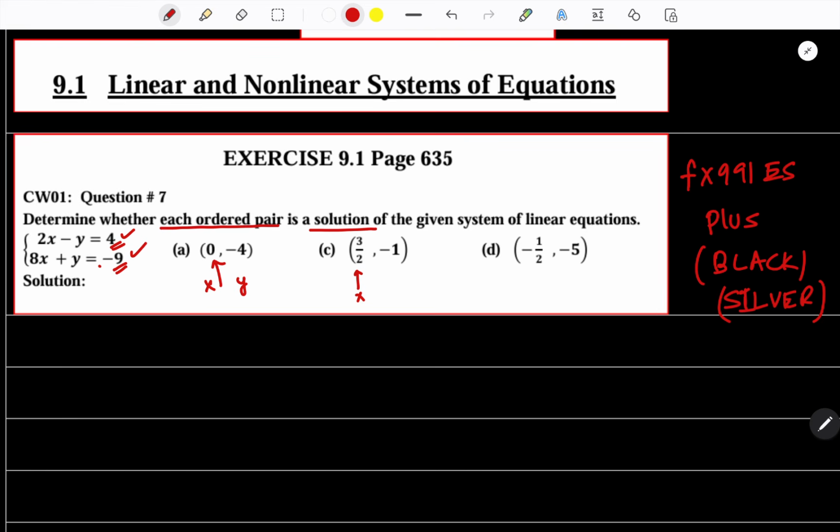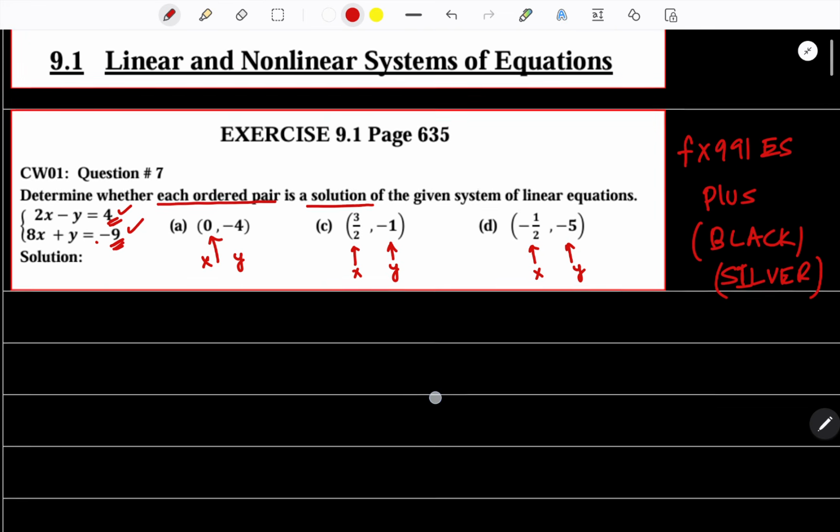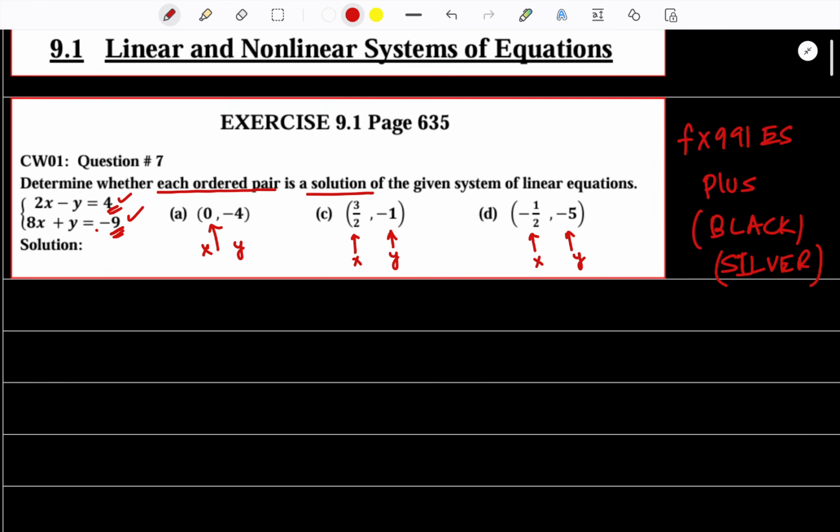Similarly, you put x is equal to 3 by 2 and y is equal to -1. You are going to put these in both the equations and check whether 4 is coming and -9 is coming or not. Then afterwards, you put x is equal to -12 and y is equal to -5. You are going to get the answers 4 and -9. Before going to this, I'll give you a quick shortcut method to find which one is the correct answer.